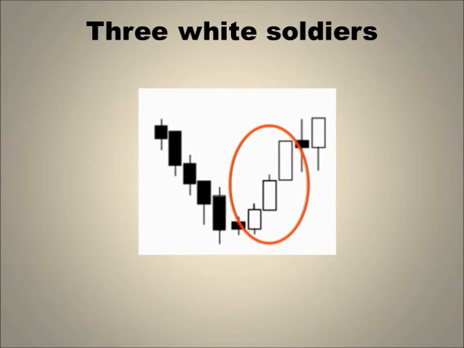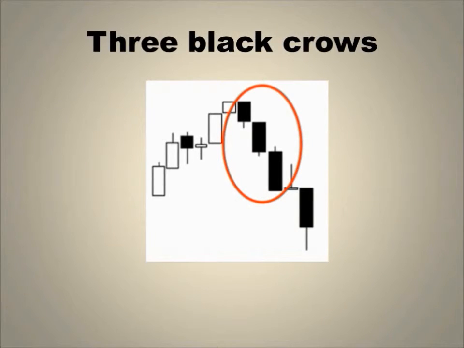Okay, next we have three white soldiers. When we see three bullish candles at the end of a downtrend, this tells us that this new bullish trend is for real, and that the market will be bullish in the future. And when we see three black crows at the end of a bullish trend, it tells us that the sellers are taking over.